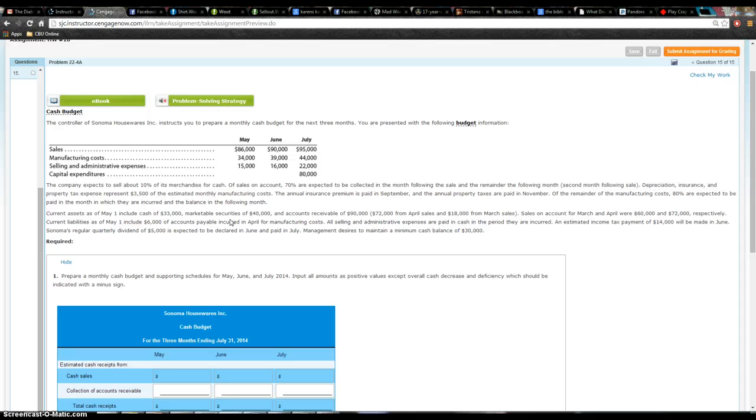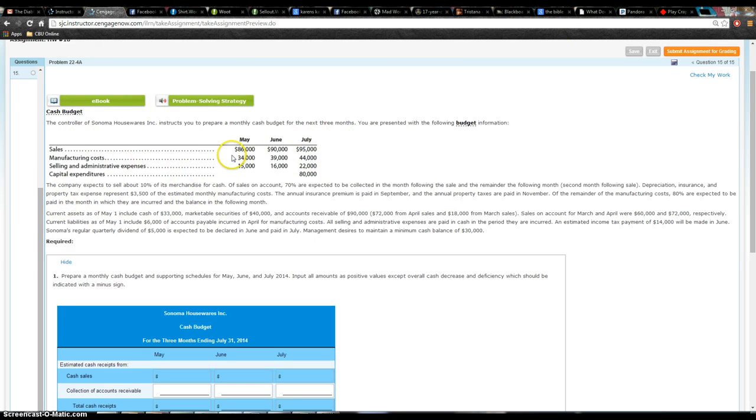If we look at the details of the problem, it gives us this information: our sales, our manufacturing costs, SG&A expenses, and capital expenditures. And then it gives us additional details to determine how much of this is in cash, how much of it is non-cash, and when we're going to be collecting these payments from our customers, and when we're going to be making these payments for our expenses to our vendors.